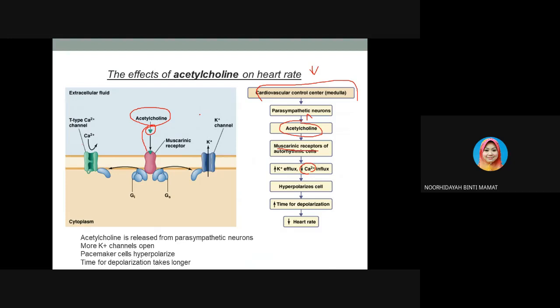It will decrease the calcium ion influx. So the time of depolarization will take longer. Then after that, it will decrease the heart rate, from this hormone acetylcholine. So this is the effect of acetylcholine on the heart rate.